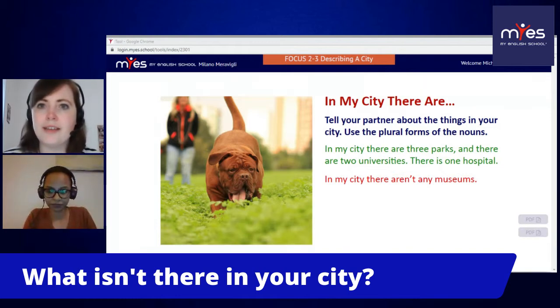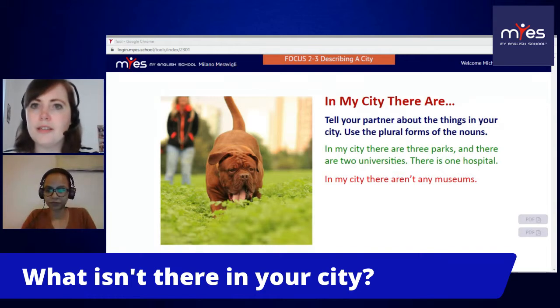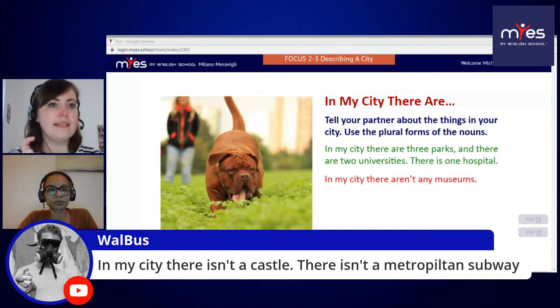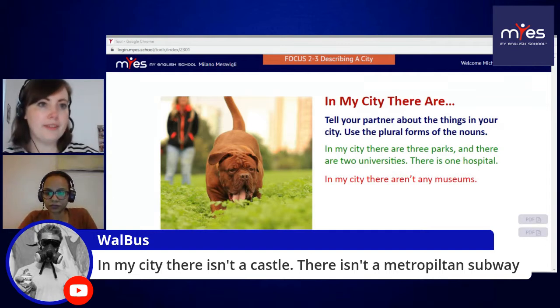Okay, and Walter has said, okay, so in my city there isn't a castle. Really good. So there isn't a castle, and there isn't metro. I think that's just a typo. Metropolitan subway. Okay, so here we can just use one or the other. So you can just say there isn't a subway.